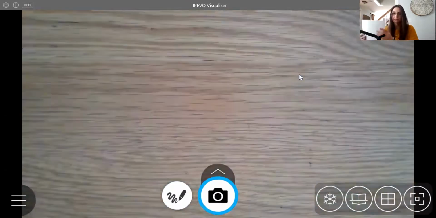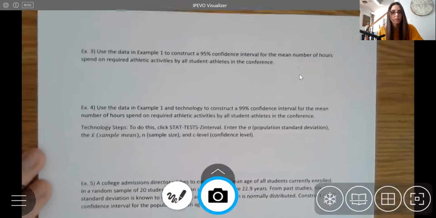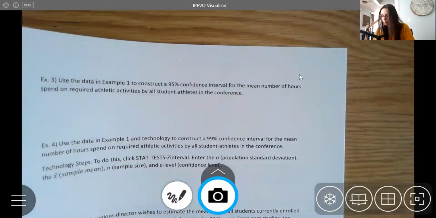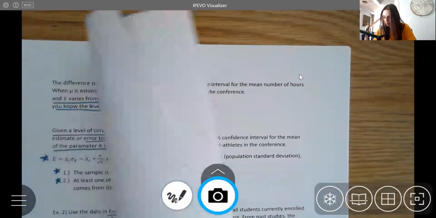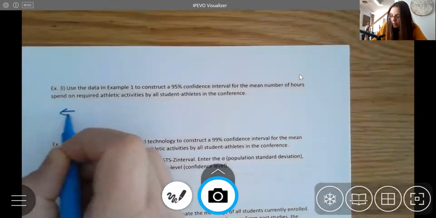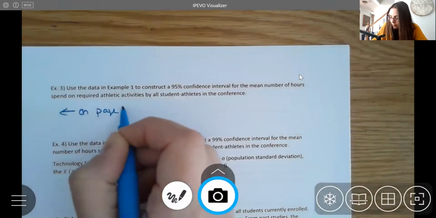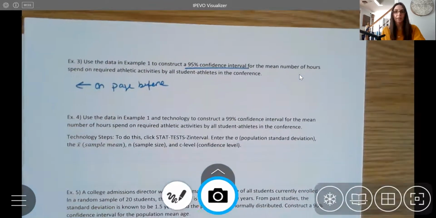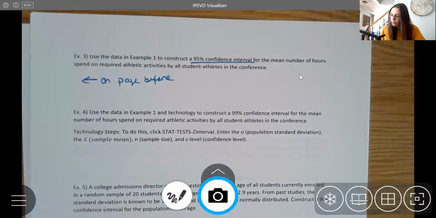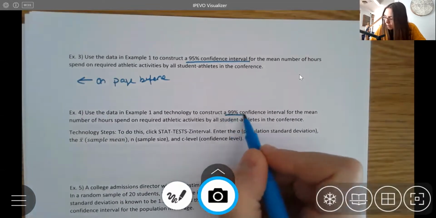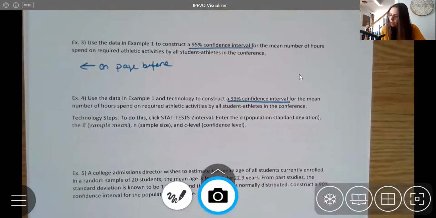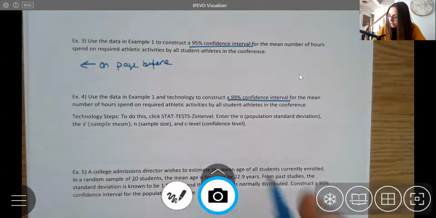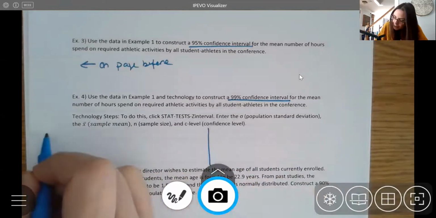Let's do a few more examples here. Okay, so I actually already did example 3 on the previous page. It asks us to find that confidence interval for 95%, which we already did, at the bottom of the last page. So let's do example 4 now. Let's try a 99% confidence interval for the mean number of hours. I'm going to do it by hand, and I'm also going to show you how to do it in the calculator, which is obviously much faster.